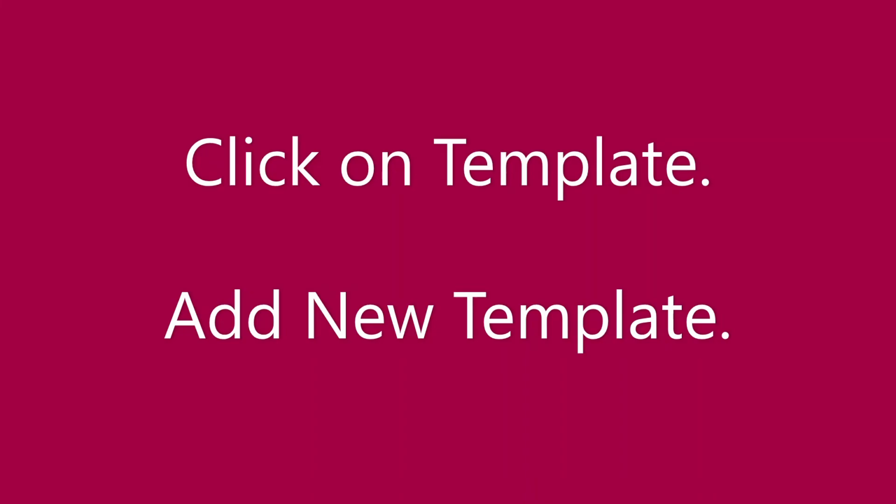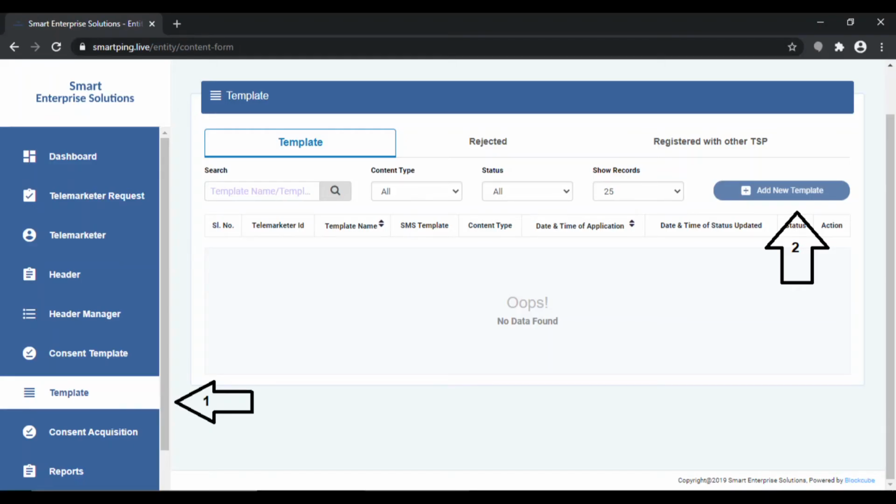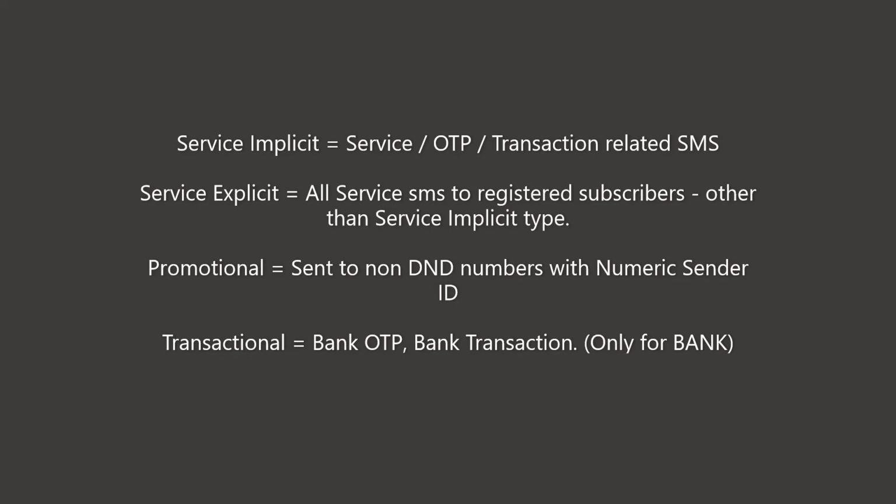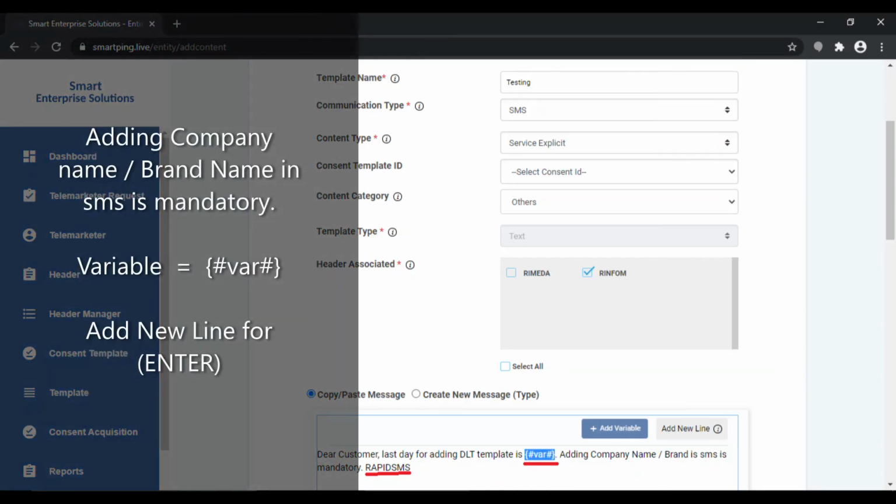Click on Template and then Add New Template. Read instructions carefully and add template. Adding company name or brand name is mandatory for each type of SMS template.